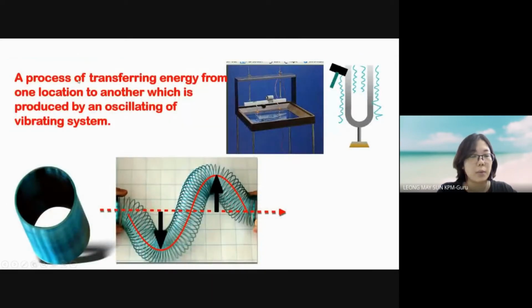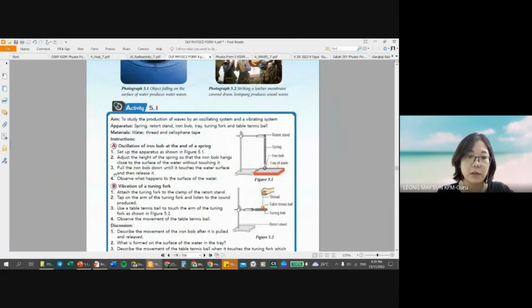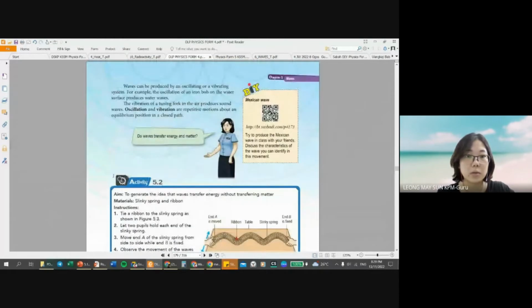So wave, all right, wave is a process of transferring energy. The most important thing about wave, this is the definition of wave. Wave is actually a process of transferring the energy from one location to another, which is produced by an oscillating or vibrating system. If you base on what we have in the textbook for the definition of wave, because we always go back to the textbook for definition.